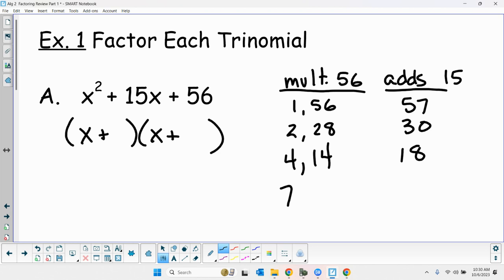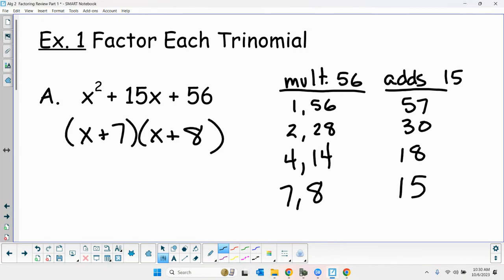7 works. 7 times 8 is 56, right? What is 7 plus 8? So that's the 2 I want, right? So I put 7 and 8, and I've got it factored. Now, you don't have to write them all out like I did. You can do that in your head if you want or on your calculator. But if that helps you, go ahead and write them out. Any questions on that example?